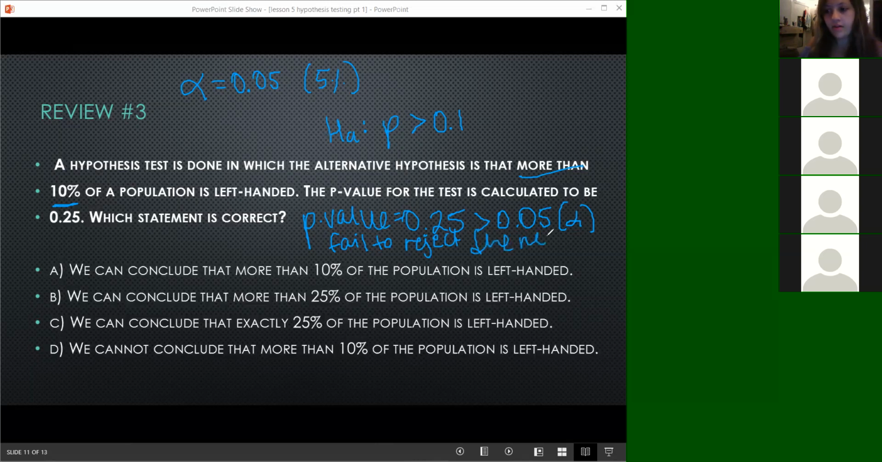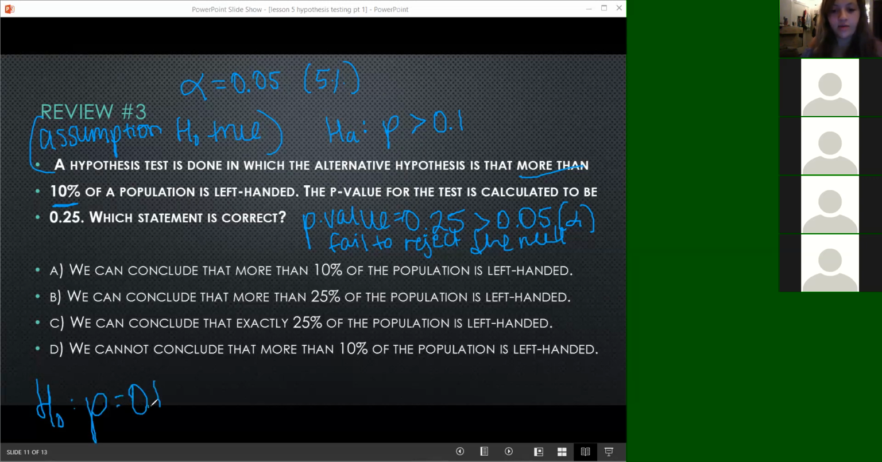Okay. So in this case, we're failing to reject the null. We're keeping the assumption that H0 is true, that the null is true. So if our null is that the proportion is equal to 10%, we're assuming this is true. A says we can conclude that more than 10% of the population is left-handed. That's not true, because if we were concluding that more than 10% was left-handed, our p-value would have had to have been less than 0.05.